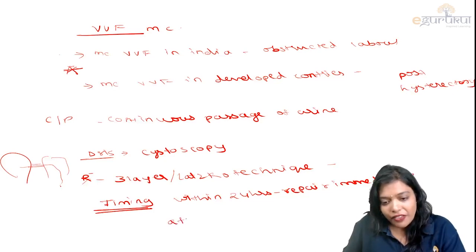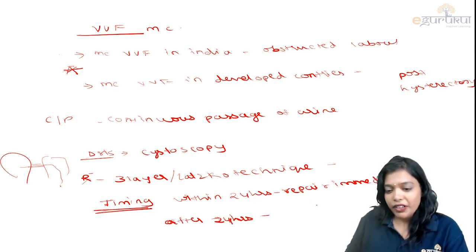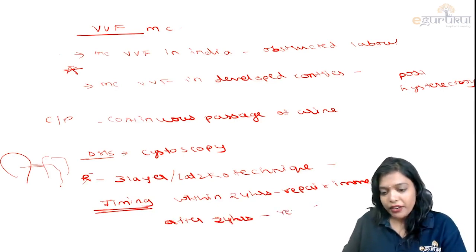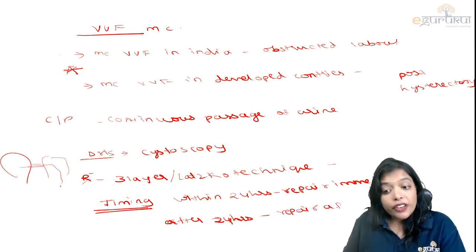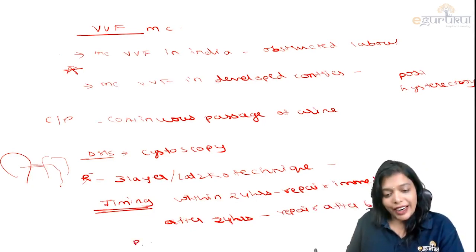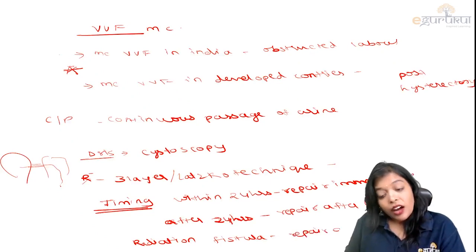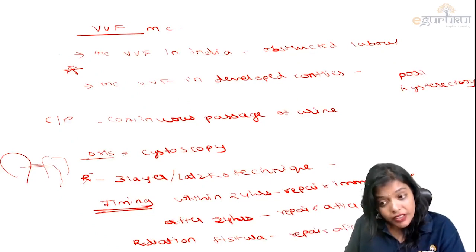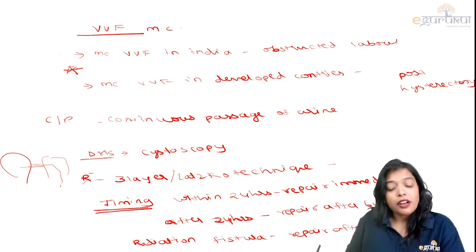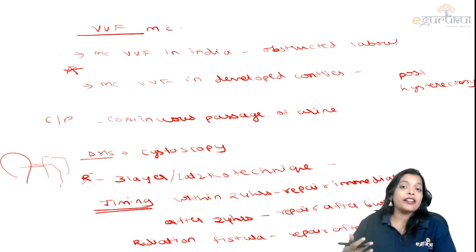If detected after 24 hours, then you repair after 6 weeks. And if it is a radiation fistula, then you repair after 12 months. So you have to repair after 1 year because the tissues are very fragile here.